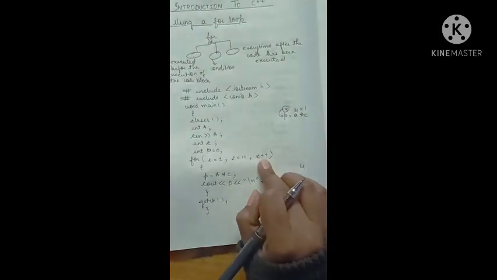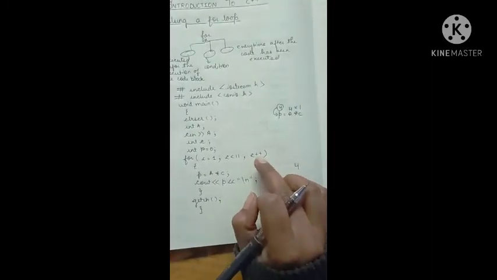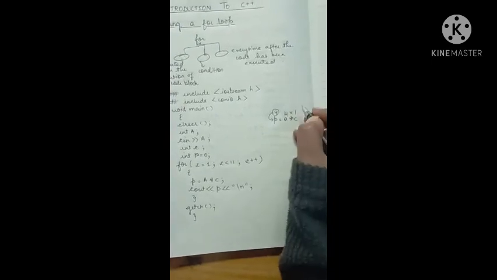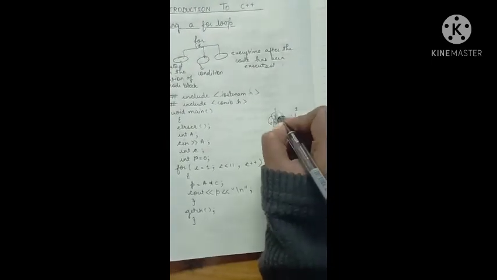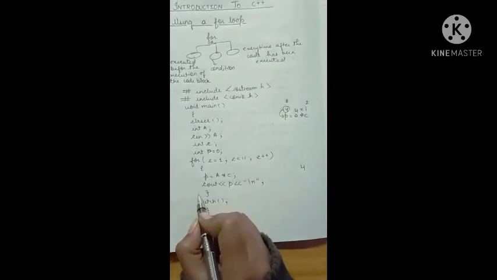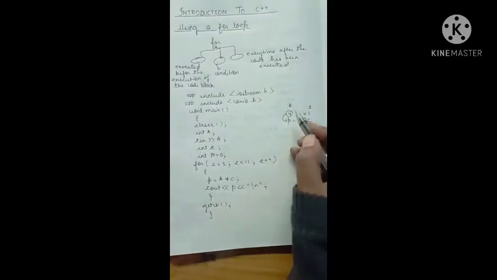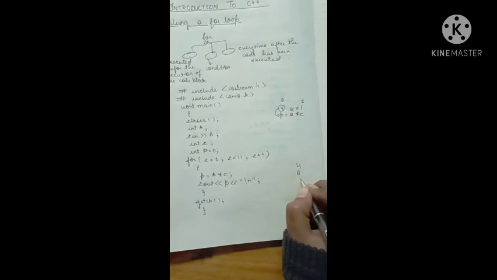Now we come to this part. What is this part? This is c++, which means the value will increase by 1. So this 1 becomes 2. Now 4 multiplied by 2, you get 8. This part is executed. Now we come to cout p. Now the value of p is 8, so you will get 8 on your output screen.